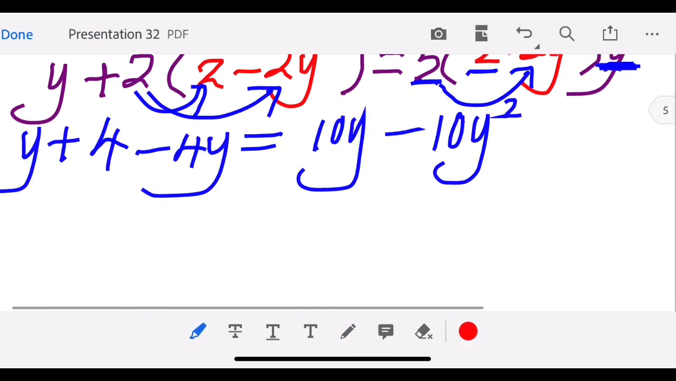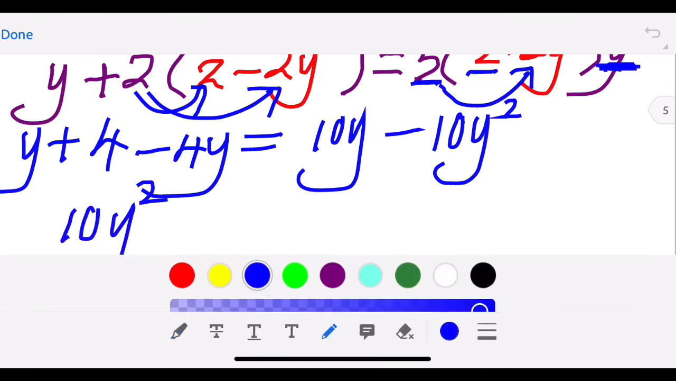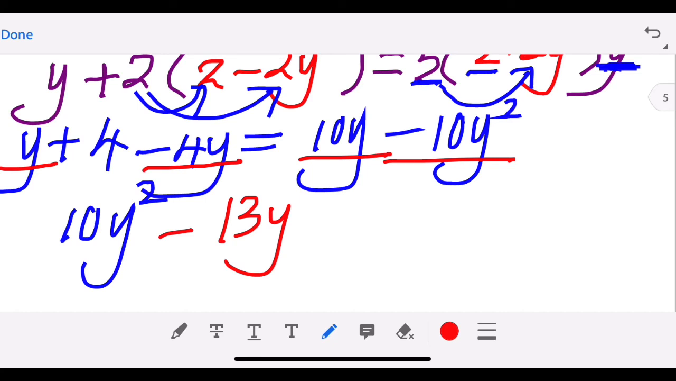Okay, so now we are going to simplify to a quadratic equation. So make sure you always keep positive for the a. Shift to the left hand side, and we have the y minus 4y, which is minus 3y, right? Minus 3y minus 10, minus 13y. You can have more steps if you want. In between here you may write 4 minus 3y equal to 10y minus 10y squared. Then you say 10y squared minus 13y, and then plus the 4, equal to 0.